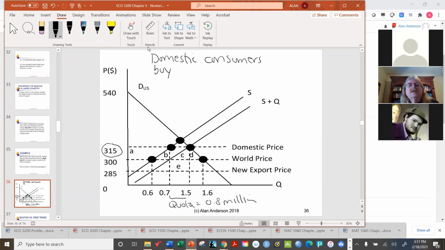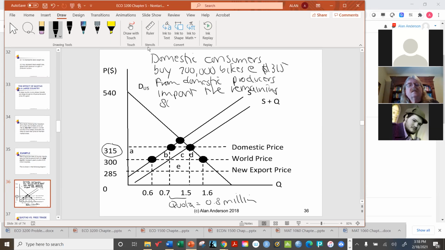All right. So domestic consumers buy 700,000 bikes at 315 from domestic producers, and import the remaining 800,000 from foreign countries, of course, still at $315. All right. So as far as the domestic market is concerned, this is the price. And at this price, there'll be 700,000 US bicycles produced, and we will want to buy 1.5 million, and those will have to come from imports.